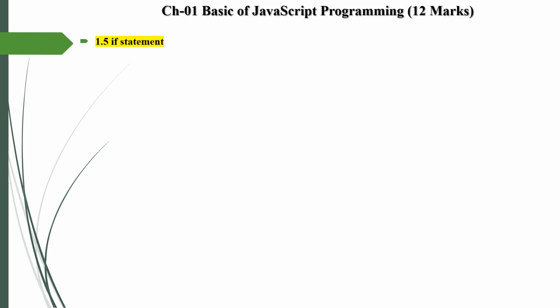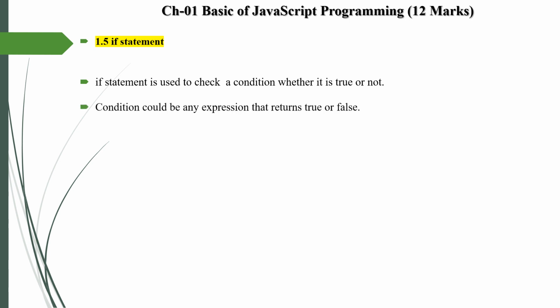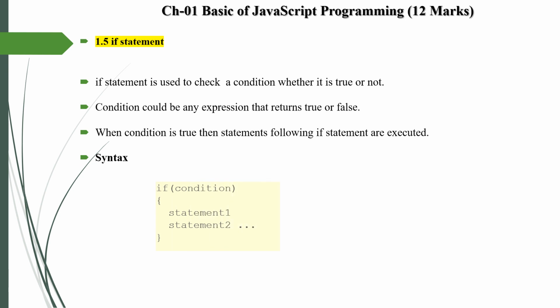So first we study the if statement. We already saw this topic in Java programming, in object oriented programming. So now we see the syntax and what an if statement is. First, the if statement is used to check a condition whether it is true or not. Condition could be any expression that returns true or false. When the condition is true, then statements following the if statement are executed. So this is about the if statement, and we see the syntax of the if statement.